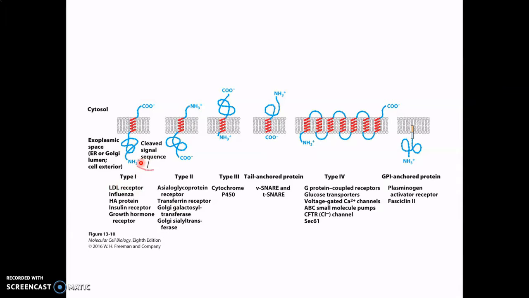So the very first thing when we talk about targeting the protein to the ER, we brought up the idea that we have a signal sequence that is cleaved off. If we have that type of paradigm, we would call that a type 1. But type 2 and 3 lack the cleavable signal sequence.